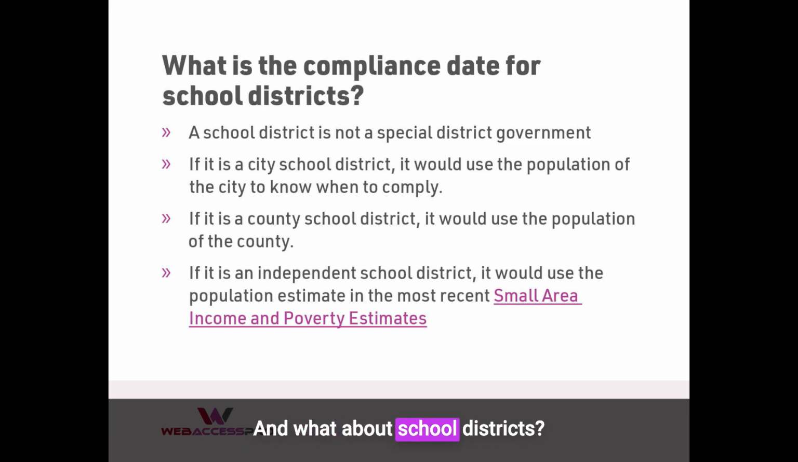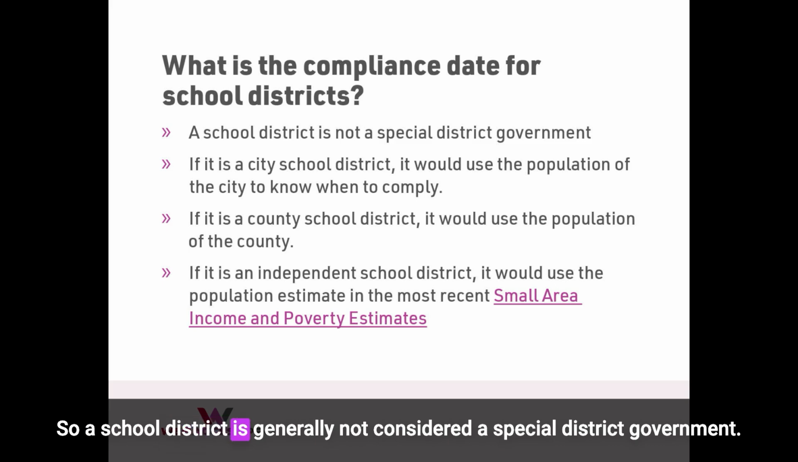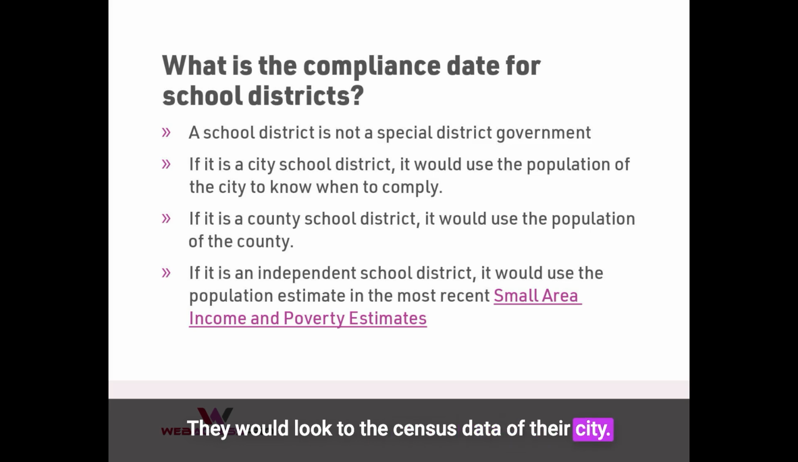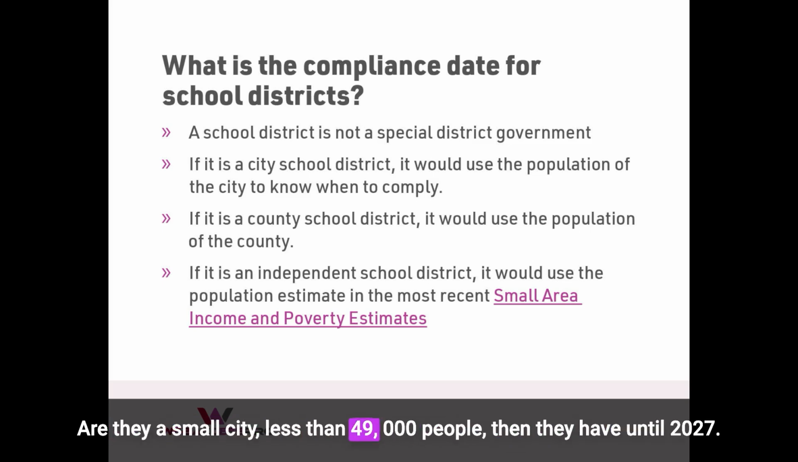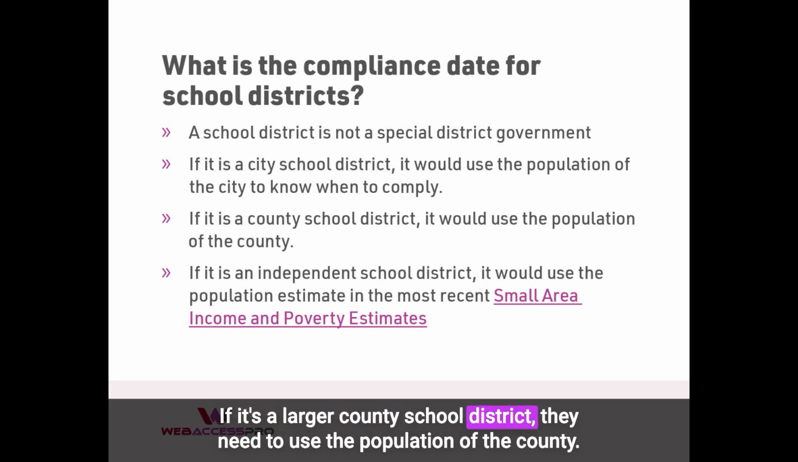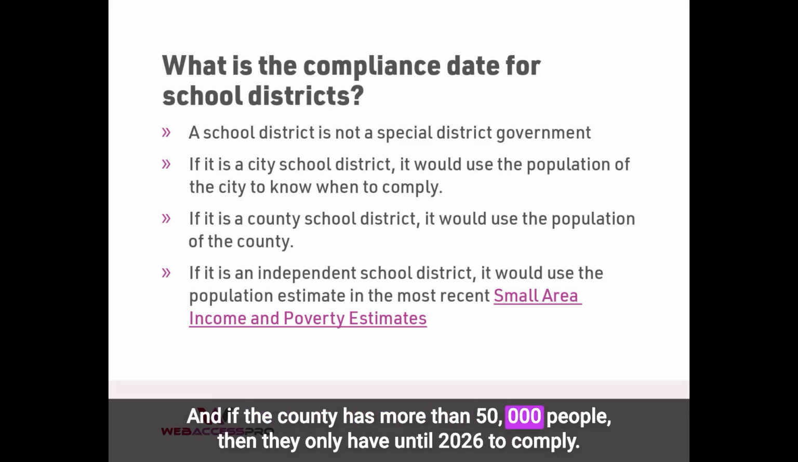And what about school districts? When do they have to comply? A school district is generally not considered a special district government. So if it's a city school district, then it needs to use the population of the city to know when to comply. They would look at the census data of their city. Are they a small city, less than 49,000 people? Then they have until 2027. If it's a larger county school district, they need to use the population of the county. And if the county has more than 50,000 people, then they only have until 2026 to comply.